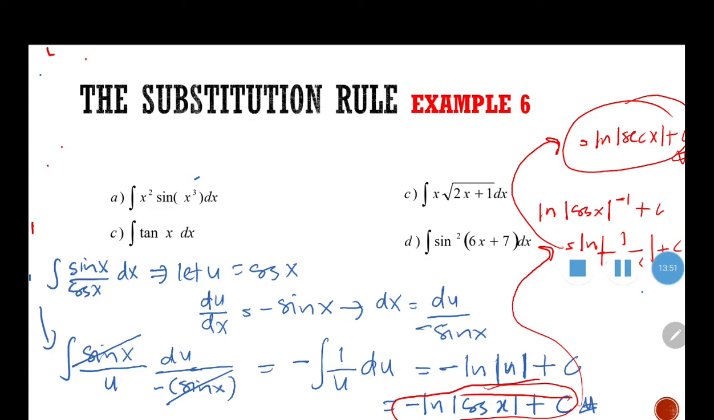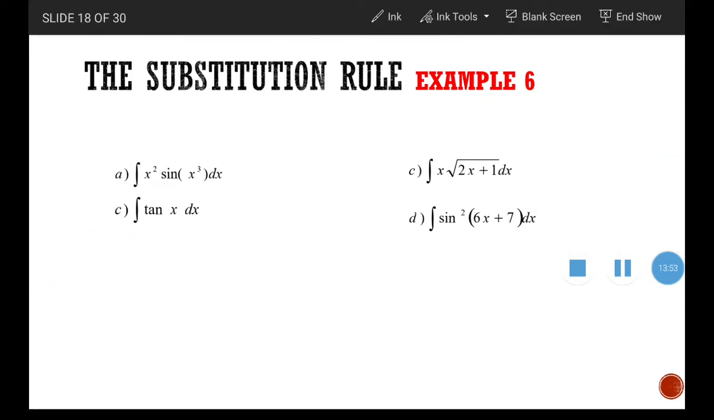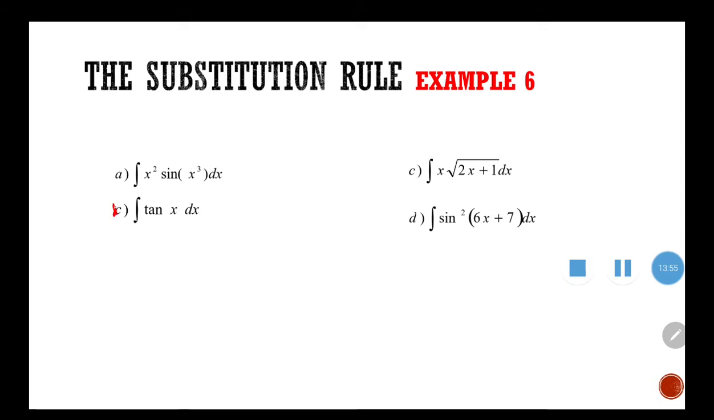Alright, okay, now let's proceed to C. Our question C here is the integral of x square root of 2x plus 1 dx. This one is slightly different, I might say. So what shall we substitute as your u? If u equals x, du equals dx.